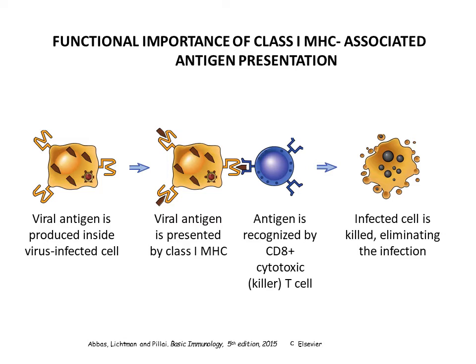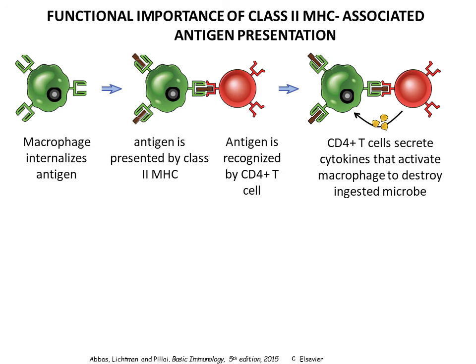the infected cell. And again, the presentation via the MHC class 1 depends on the antigen and on the cell that is actually digesting that antigen. And it directly causes the killing of that infected cell. On the other hand, other types of antigens are processed and presented by the MHC class 2.